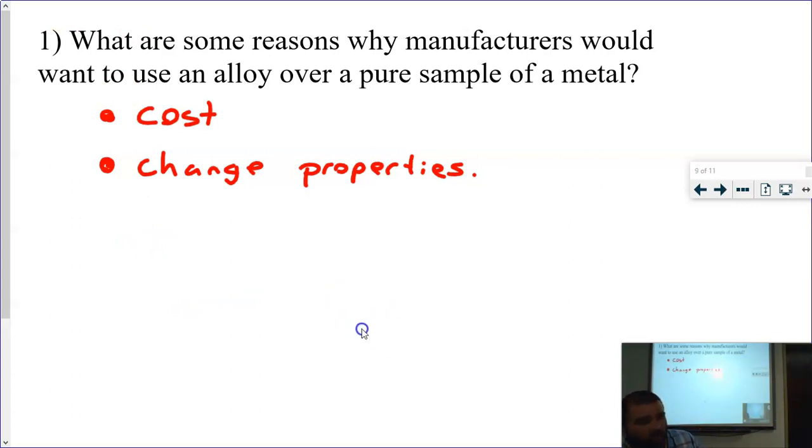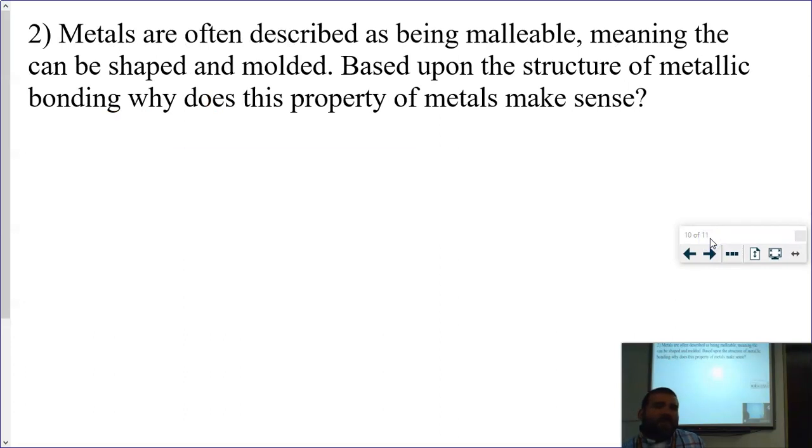It is stronger than pure iron. So again, that's another property change, right? So there's all sorts of reasons. All right, metals are often described as being malleable, meaning that you can shape them and mold them. I was just talking about that.